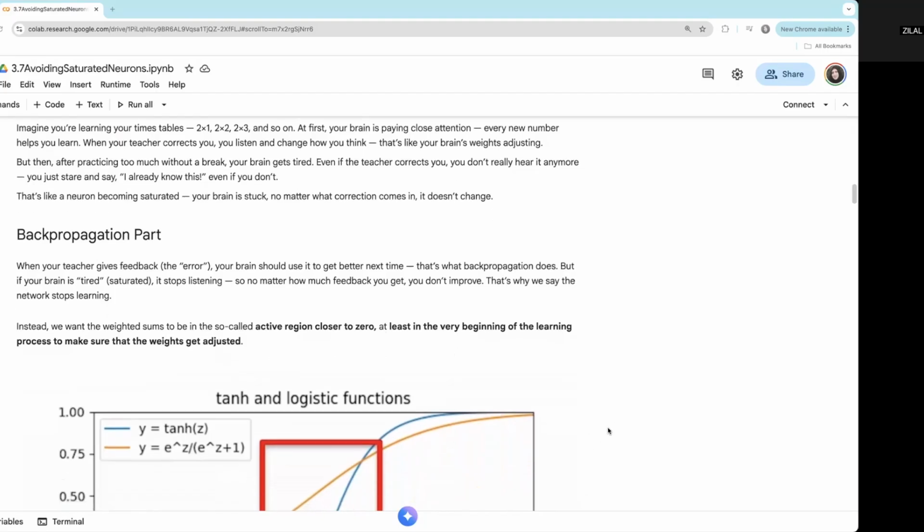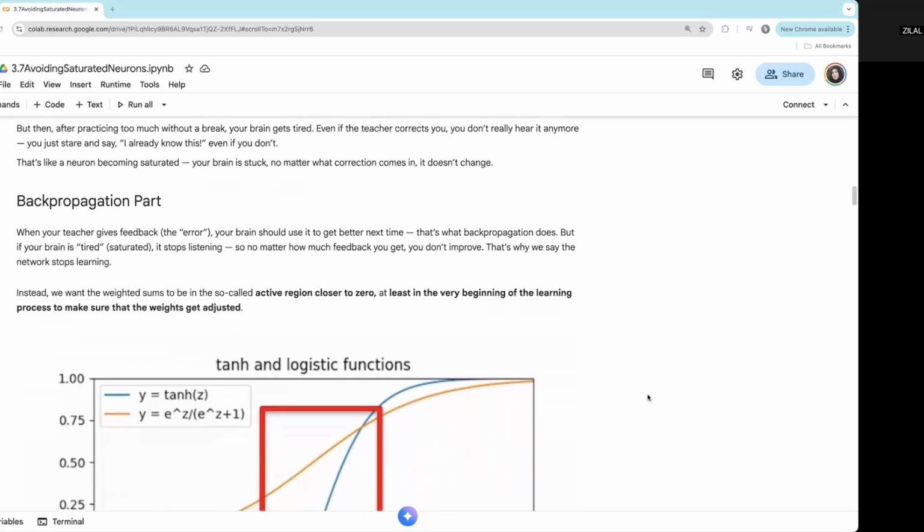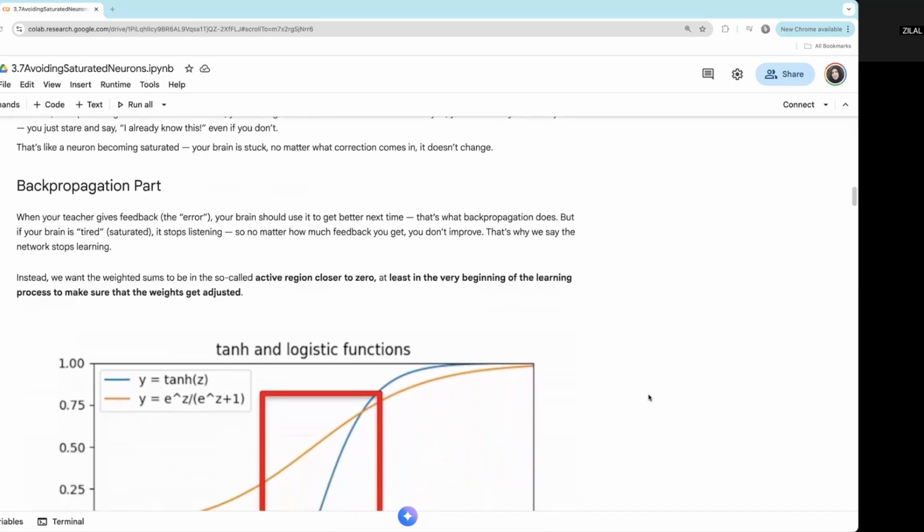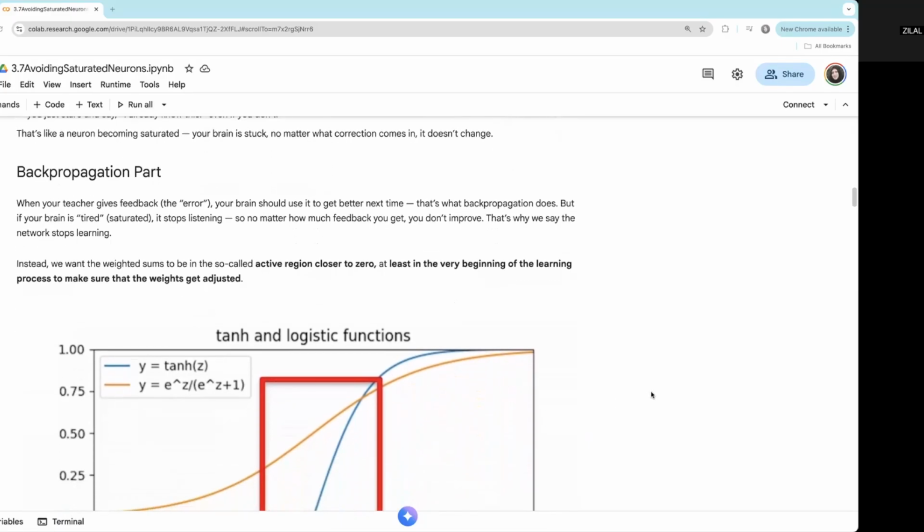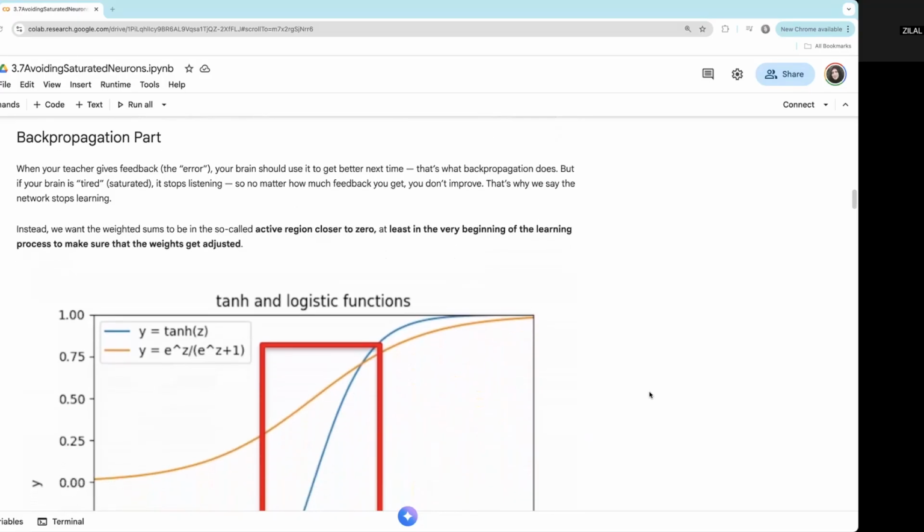And for the back propagation part, when your teacher gives feedback, which is the error, your brain should use it to get better next time. That's what back propagation does. But if your brain is tired, saturated, it stops listening. So no matter how much feedback you get, you don't improve. That's why we say the network stops learning.